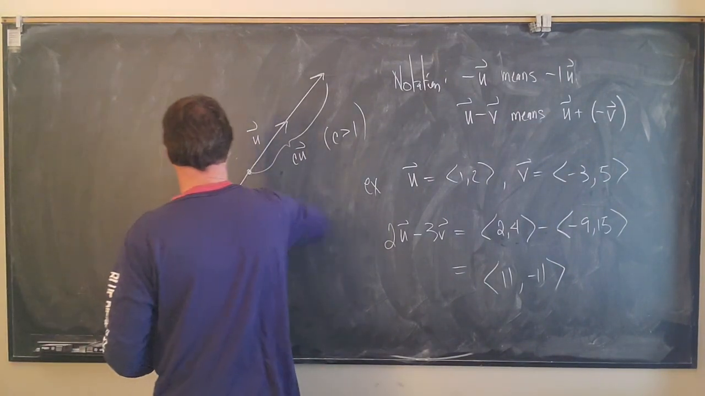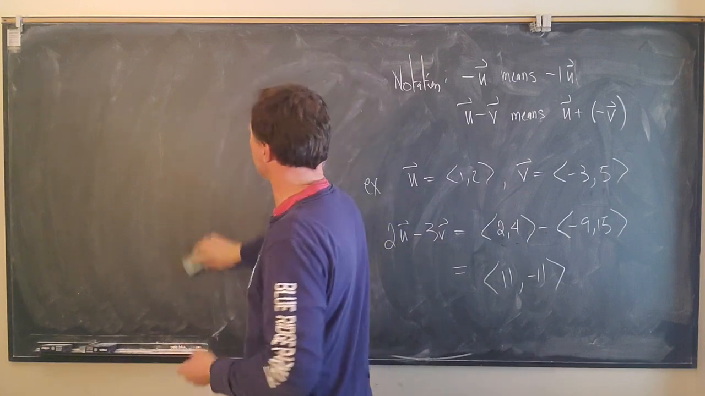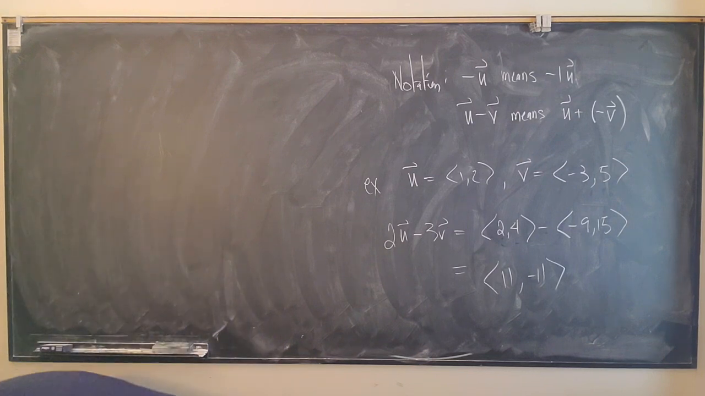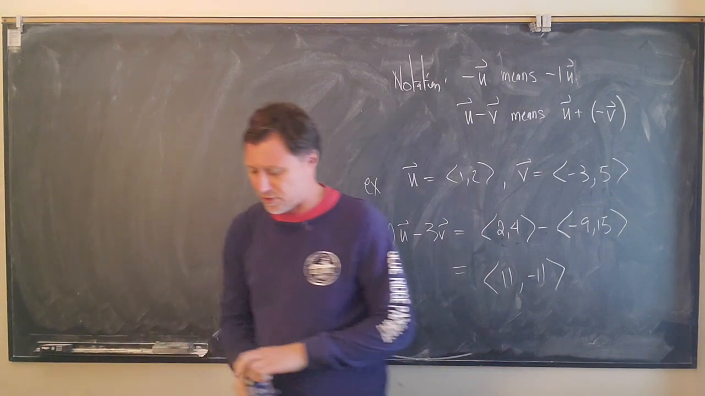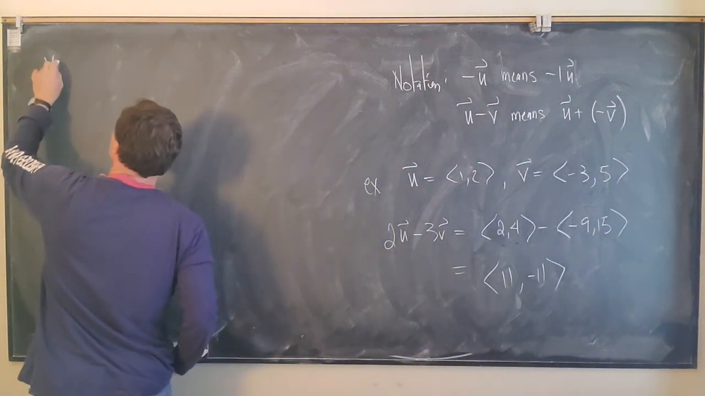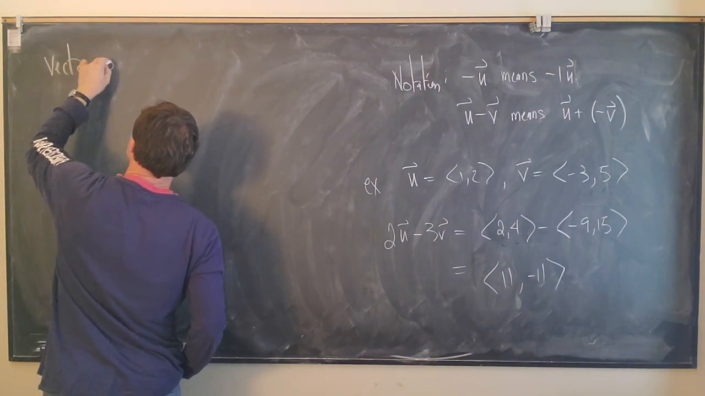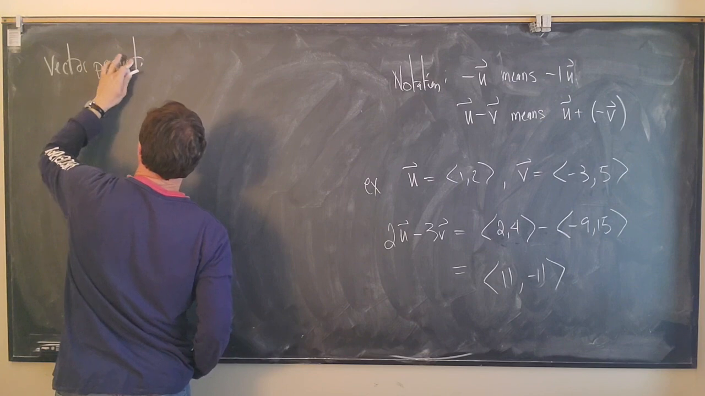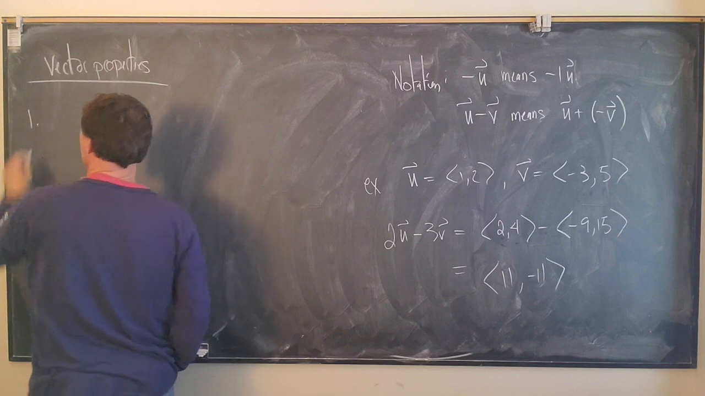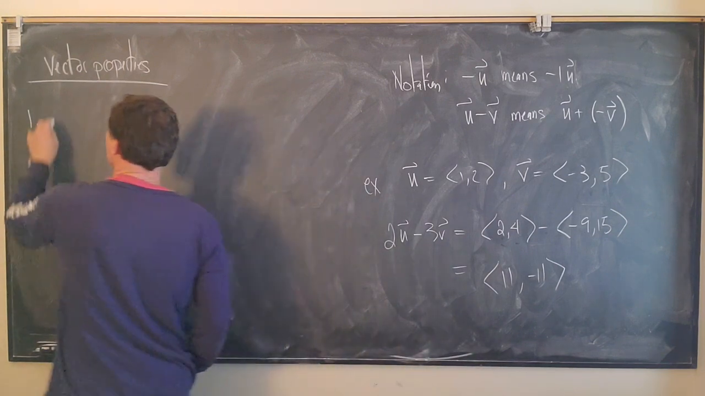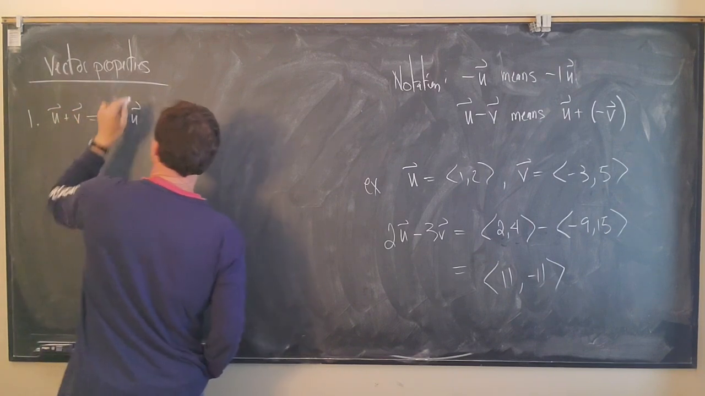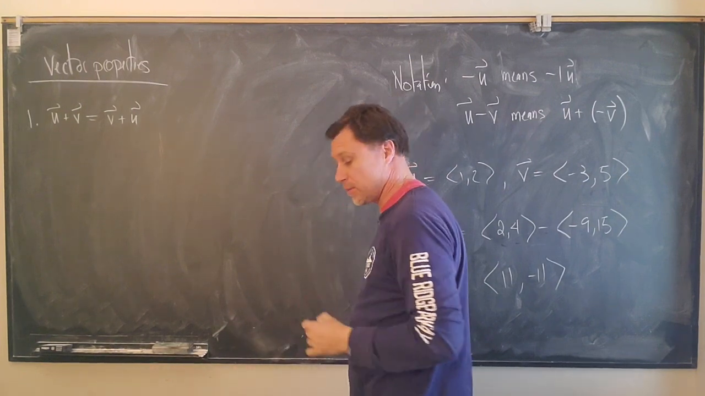Now, these vector operations have certain properties, and so I'm going to write these down. I don't think you need to memorize this; these are the kind of things that we just do in our sleep. So I'm just going to write down a list of vector properties here. The first one: it doesn't matter what order you add vectors, right? So vector addition is commutative.